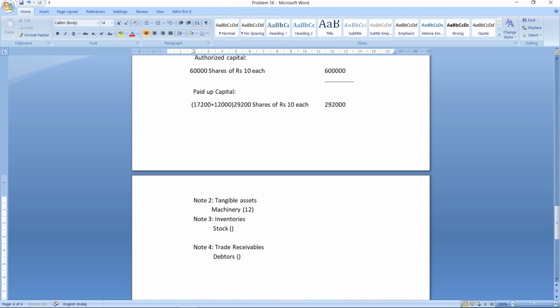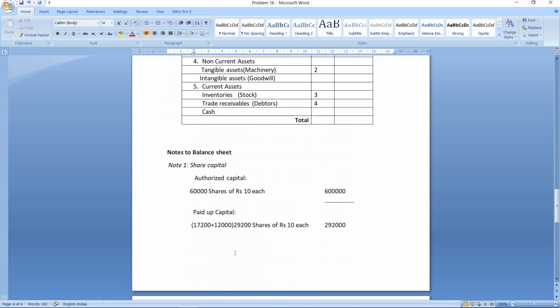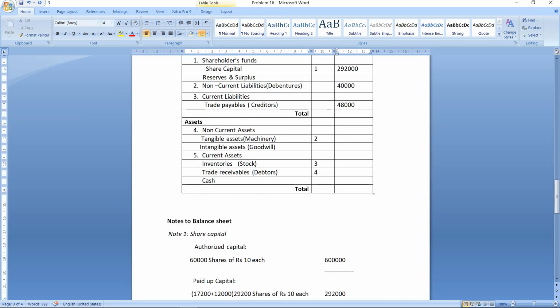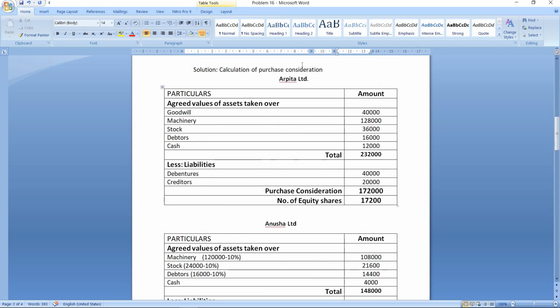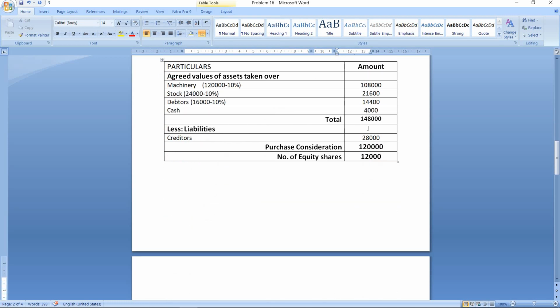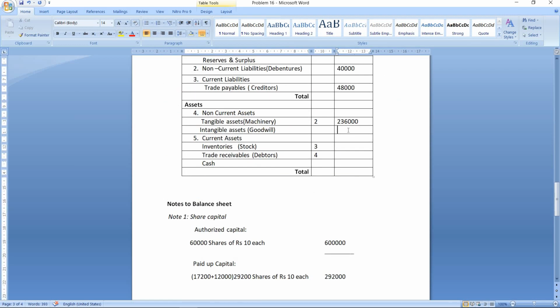We will not make a mistake of taking the book values as we do it in merger method. Remember this is purchase method, so we have to follow it accordingly. Okay, so the new value of machinery is 1,28,000 plus 1,08,000. Okay, so total of this we will show it in the balance sheet, which is 2,36,000. So in the balance sheet here, note number 2, amount 2,36,000. Okay. Now next asset that we have is goodwill. Now goodwill is given only for Arpita Limited. So directly we will take the amount, that is 40,000 in the balance sheet here. We will not pass a note for that.